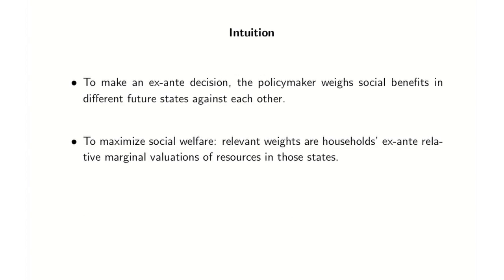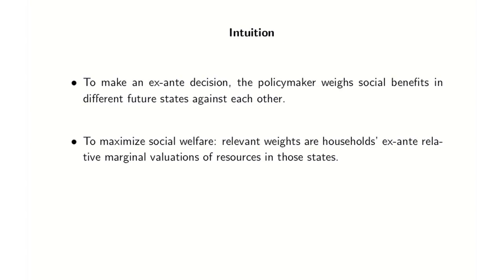The intuition for the result is that the policymaker is going to want to weigh social benefits in different future states against each other. If you want to maximize social welfare, the way you would want to weight those future benefits is by using the household's ex-ante relative marginal valuations of resources in those states. That's a long-winded way of saying something pretty simple: if you've got a loss in one state and a benefit in another, and you want to weight those against each other, how you weight those is going to depend on how you value resources in the one state versus the other. It's not just going to be based on how likely, according to some true probability or some forecasting model's assignment of probabilities. It's going to depend as well on how much value is associated with resources in the one state versus the other.